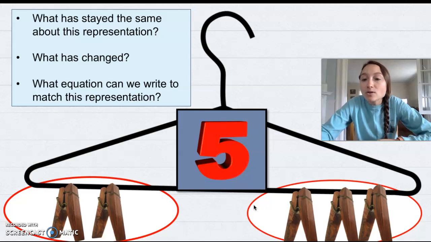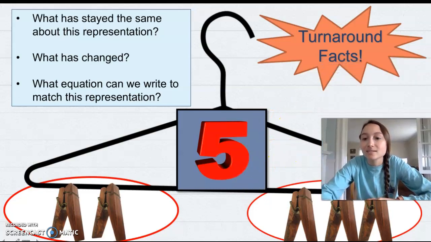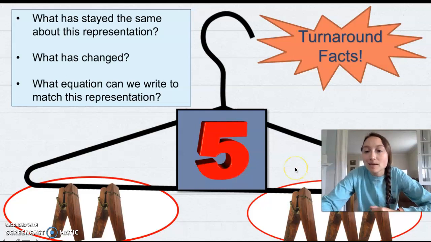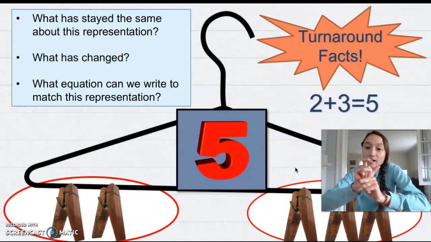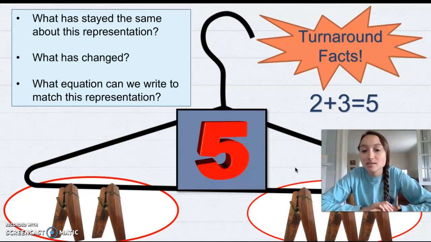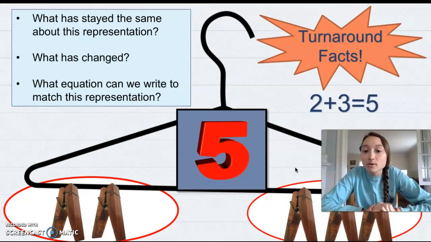Now, what equation could we write to match this picture? It's called a turnaround fact. That means that the total remains the same, but the add-ins have just turned around or changed places. This is what I was telling you about, that commutative property for addition. Let's try another one.